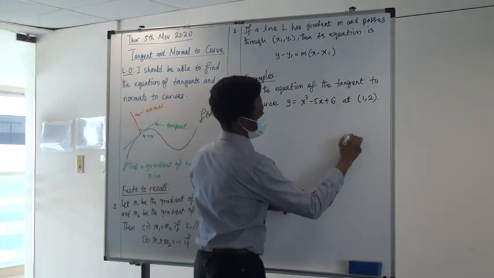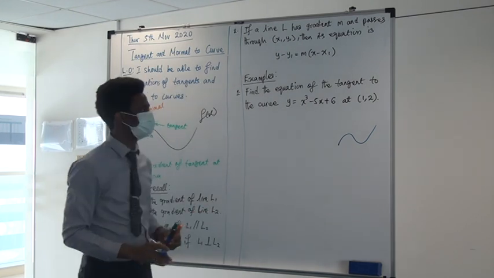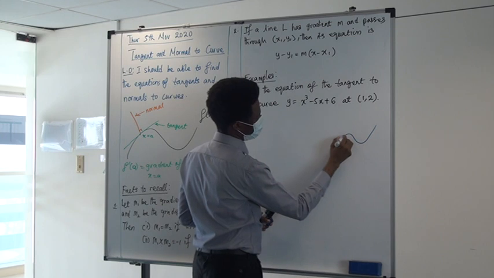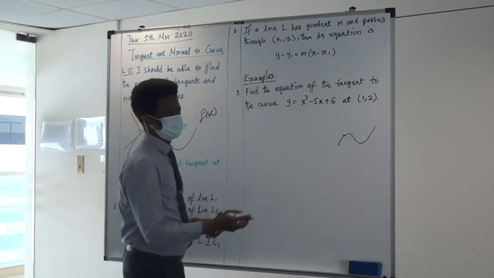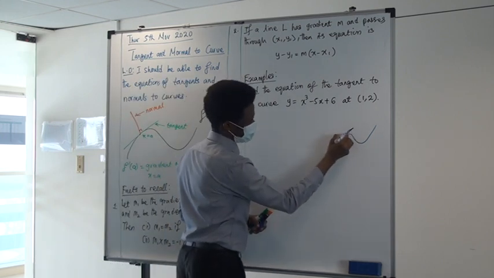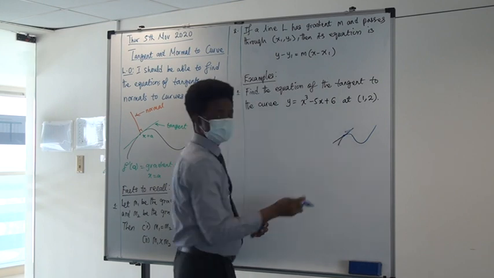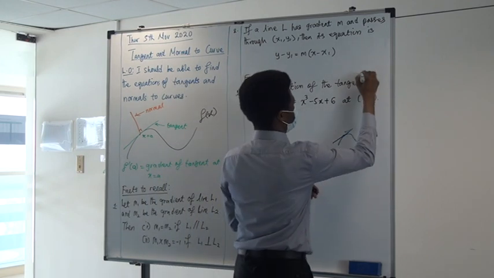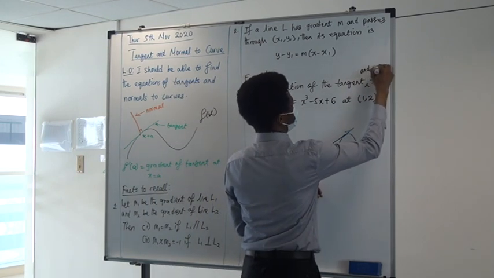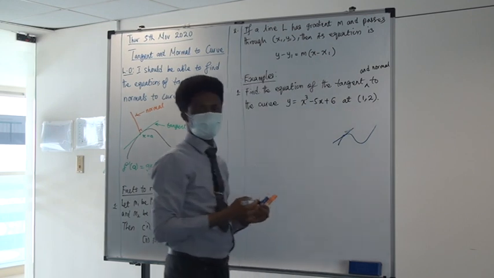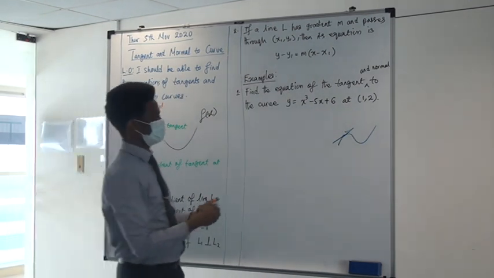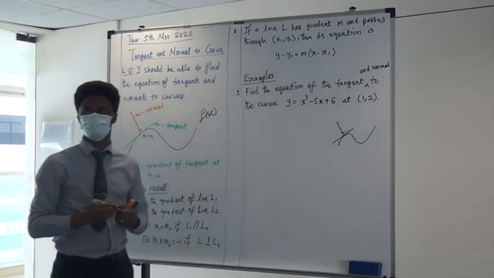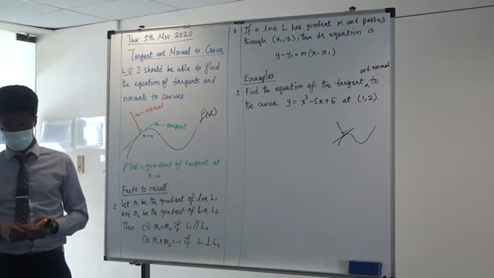So let's say this is the curve, for example. At x equals 1, let's say this is the point we're talking about. Clearly, there will be a tangent drawn to the curve at that point. I would like to change it to tangent and normal. Okay, so we can do 2 in 1. So if the tangent is this, then this will be the normal to the curve at that point.